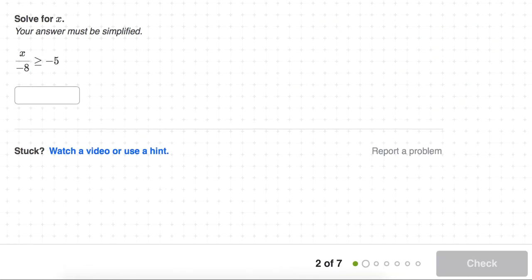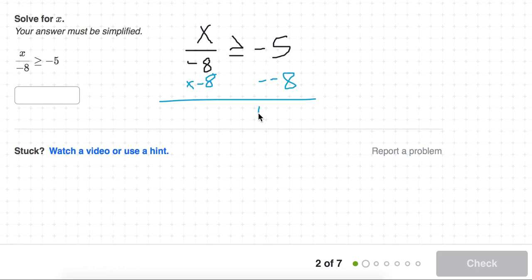All right, here we have x divided by negative 8 is greater than or equal to negative 5. And we're going to multiply both sides by negative 8. And we're going to get 40 over here. Negative 5 times negative 8 is 40. And x over here. But we're going to have to flip this inequality sign because we multiplied both sides by negative 8. So from greater than or equal to, it's going to become less than or equal to.